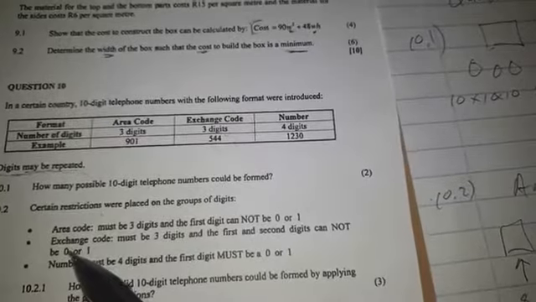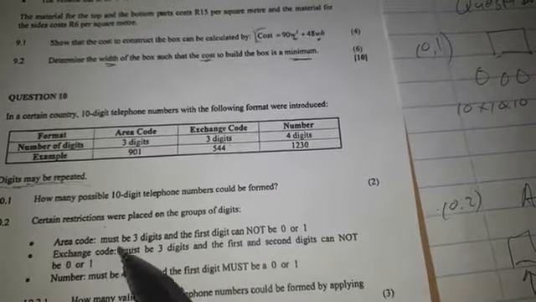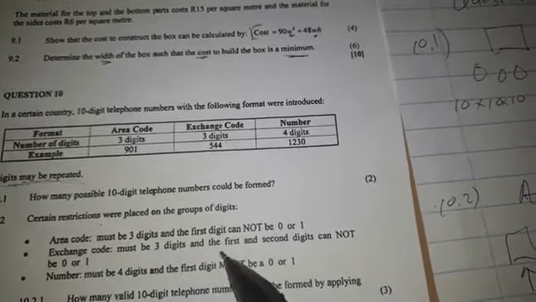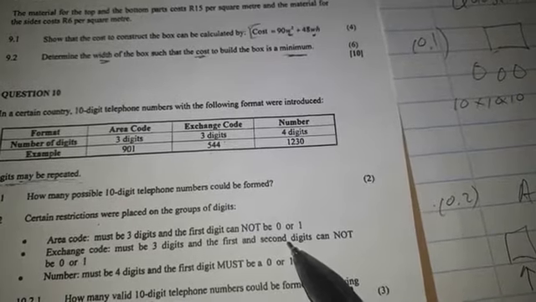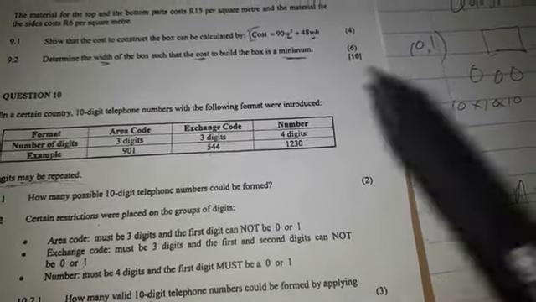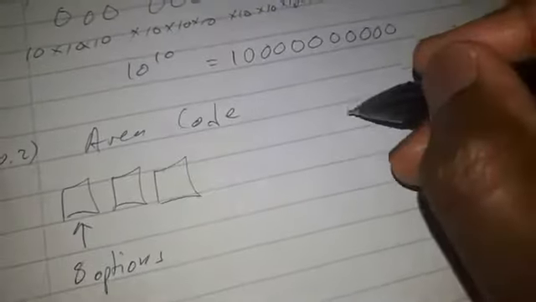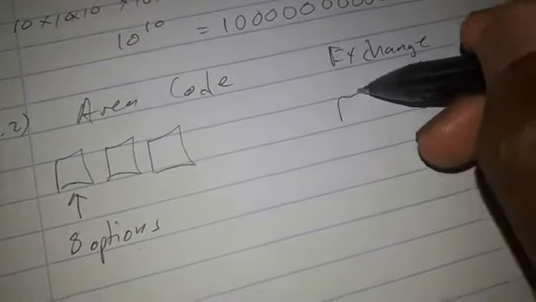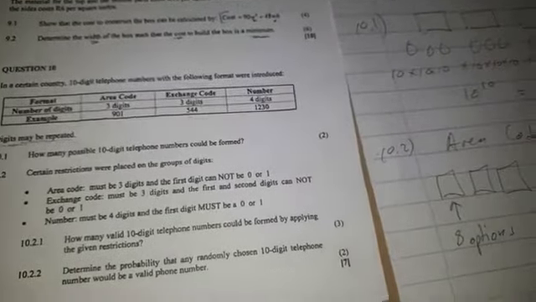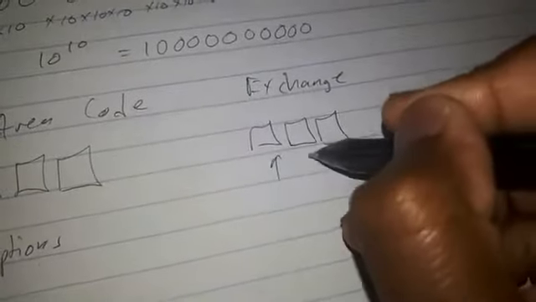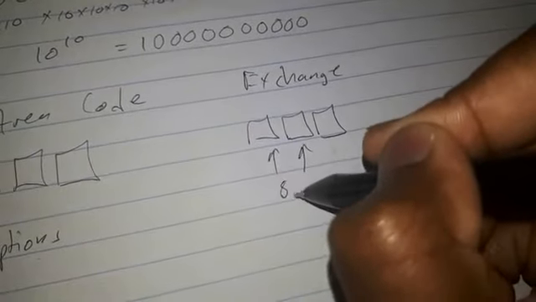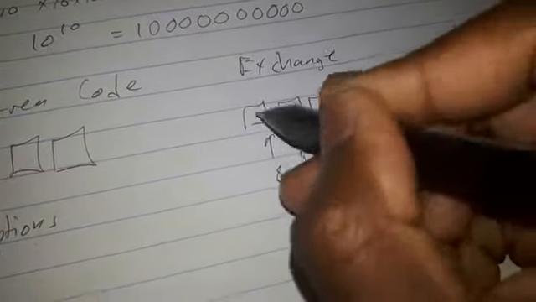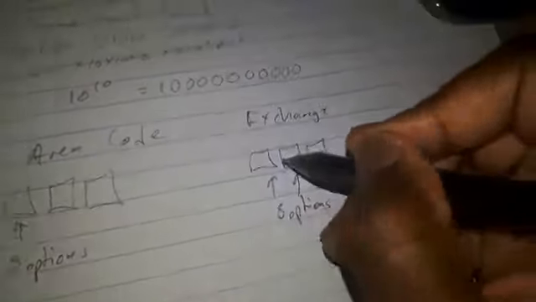And then it says here the exchange code must be 3 digits and the first and second digits cannot be 1 or 0. So let's put here exchange code. For the exchange, we know it's also 3 slots, 1, 2, 3. The restriction here is that the first and the second digit cannot be 0 or 1. So here we only have 8 options for these two, because no zeros or ones can go in those slots.